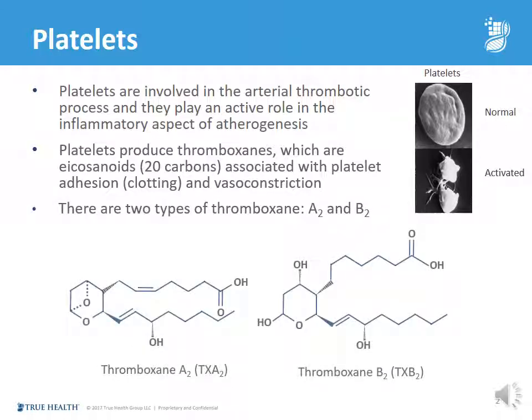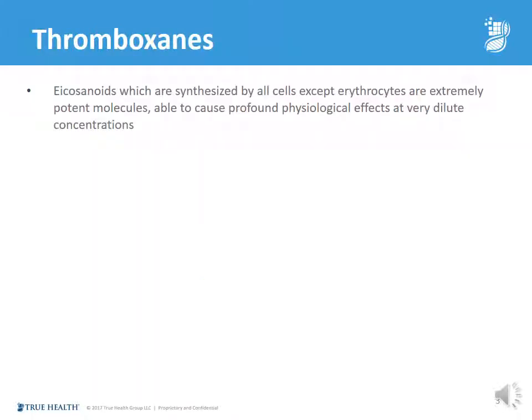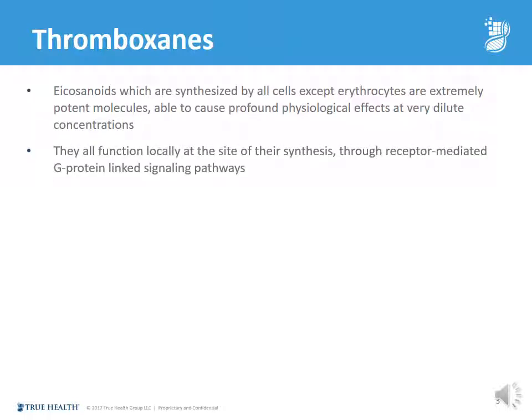There are two types of thromboxane, A2 and B2, and their chemical structure is depicted. They belong to the ether class of organic molecules. Eicosanoids, which are synthesized by all cells except red blood cells, are incredibly potent molecules which are able to cause profound physiologic effects at very, very dilute concentrations. They all function locally at the site of their synthesis through receptor-mediated G-protein linked signaling pathways.